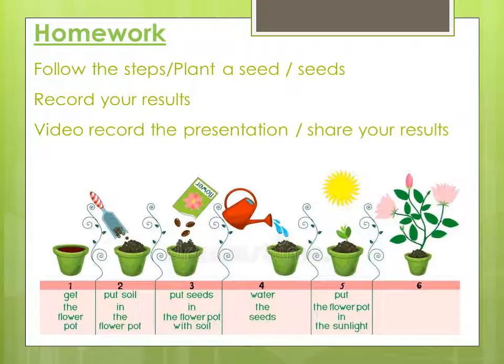This is the homework for your unit. For this unit, your homework is to follow the steps below, plant a seed or few seeds. So you have to do it systematically according to the pictures given. First, get a pot, get some soil, get seeds, plant them. Okay, it could be any seed. And then you have to add water, give it some sunlight, and have to follow proper steps.